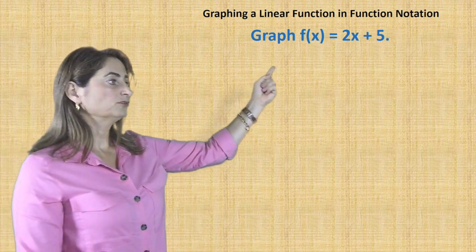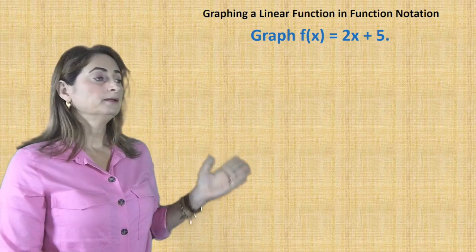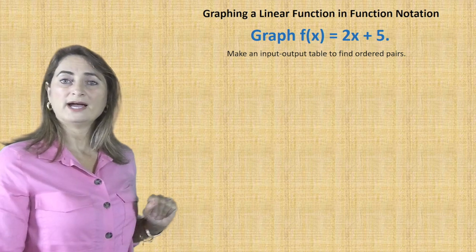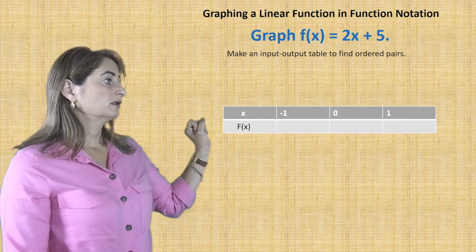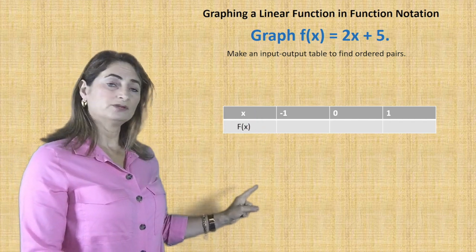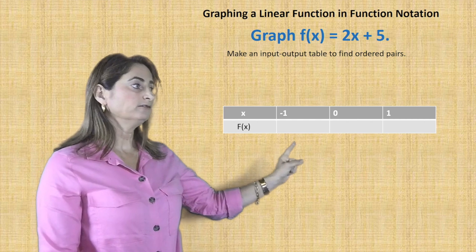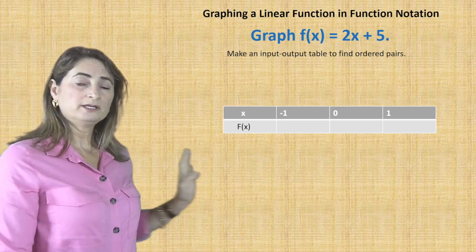Here's an example. Graph f of x equals 2x plus 5. First of all, make a table that has the input x and the output f of x. I'm trying to find the value of f of x, or the output, when the input is -1, 0, and 1. I will show you the first one, and the rest is the same.